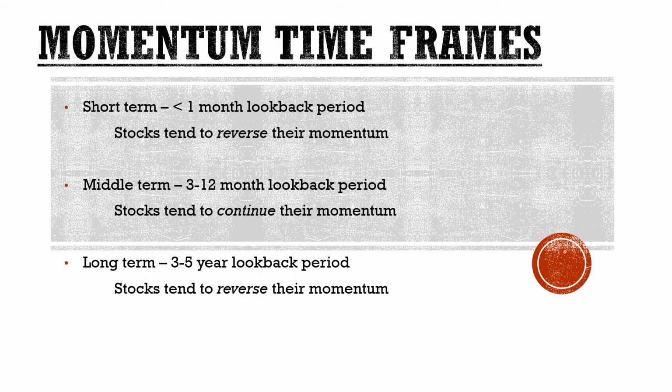And finally, we have the long-term time frame. And this is a 3 to 5 year look-back period. And in this one, also very interestingly, stocks tend to reverse their momentum. And this is actually kind of where you see your value investing come in, because you would buy stocks that are beat down, that have been having a negative price momentum over the last 2, 3, 4, 5 years, and you'll notice that stocks tend to reverse their momentum at that point.